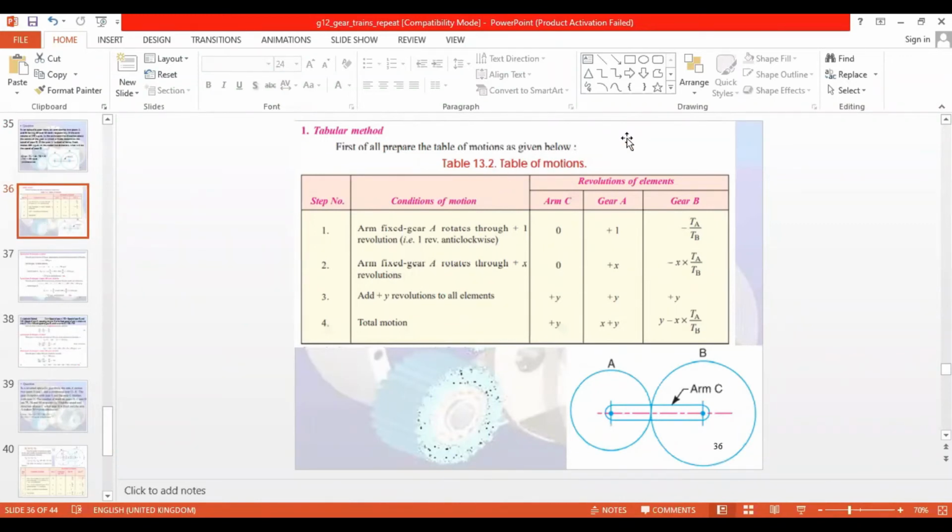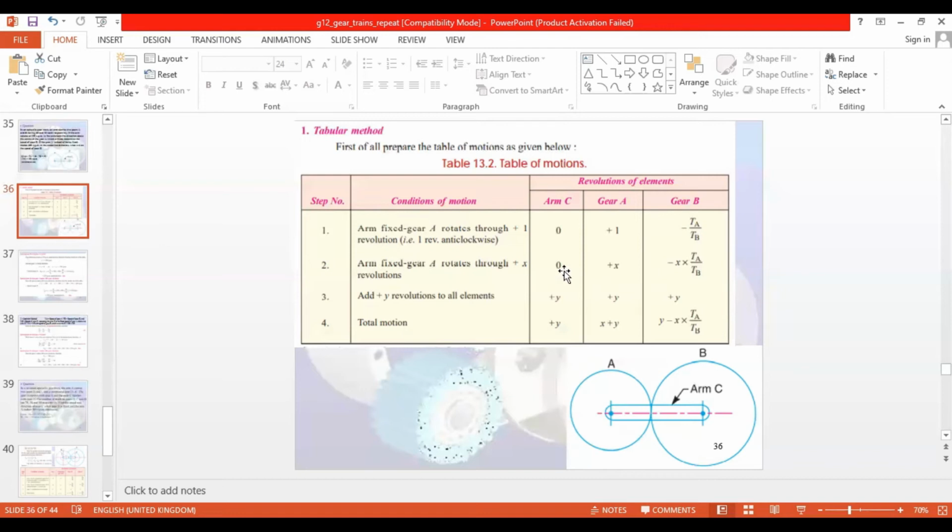First of all, prepare the table. According to the given condition, arm fixed, gear A rotates through +1 revolution. These are if conditions. Arm fixed means 0, but in our case the arm is not fixed. Gear A making 1 rotation, so 1. Gear B, we know if gear A is making 1 rotation, gear B will be making minus TA by TB rotations in the opposite direction. Arm fixed, gear A rotates through X revolutions. If it is 1 revolution, B is making minus TA by TB. If it is X revolutions, I multiply this with X, so that is minus X into TA by TB.